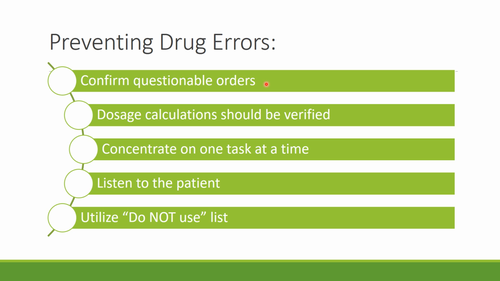Dosage calculations should always be verified with someone else. If you have a question, it's often a good idea to call a pharmacy to verify it if it's a complicated calculation. When you're doing drug administration, you should always concentrate on one task at a time. A lot of times this is how errors are made. You start to administer a drug, and then you get distracted, and you come back, and you forget one of the 6 rights, and then you will have committed an error.